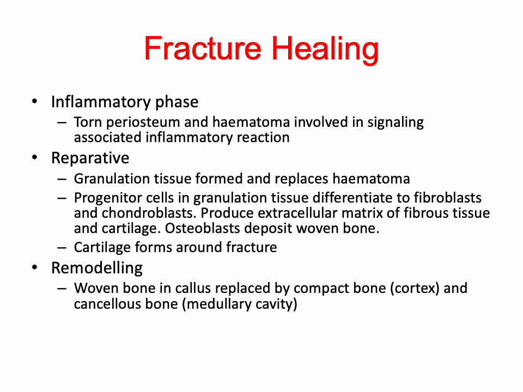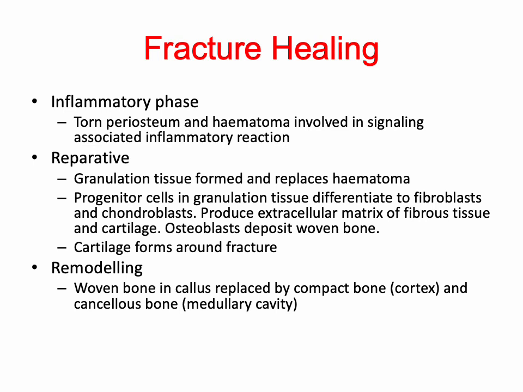So fracture healing can be broken up into three phases. There's an inflammatory phase, which is triggered by the broken periosteum and the hematoma itself, which helps signal an inflammatory reaction. The periosteum contains mesenchymal stem cells as well.